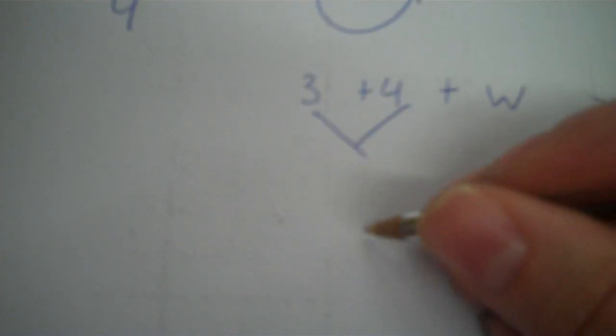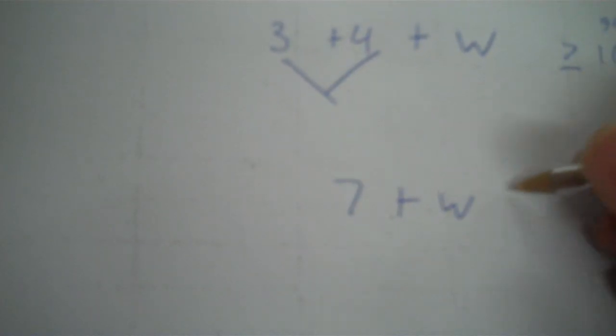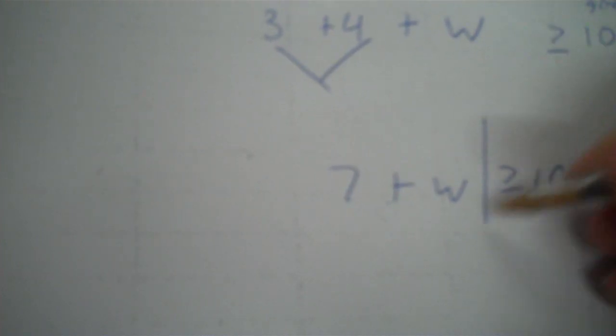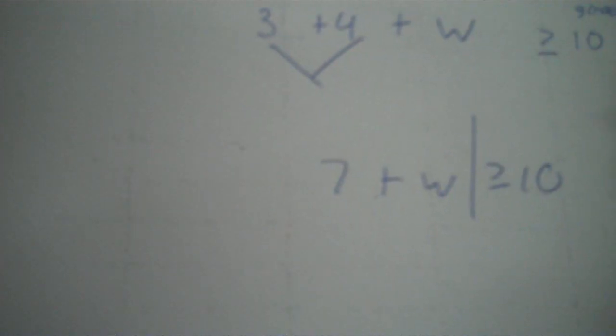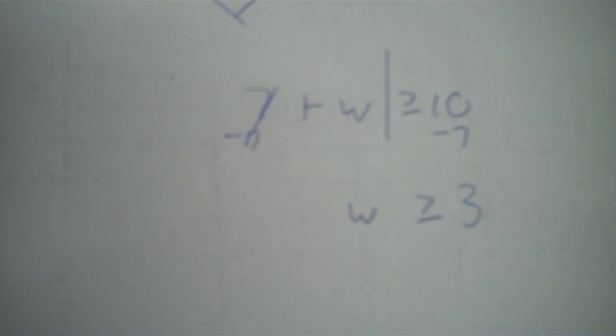But to solve for the variable, you combine those. 3 plus 4 is 7, plus W greater than or equal to 10. Okay? Then you minus 7, which doesn't change the sign. And W is greater than or equal to 3. Okay?